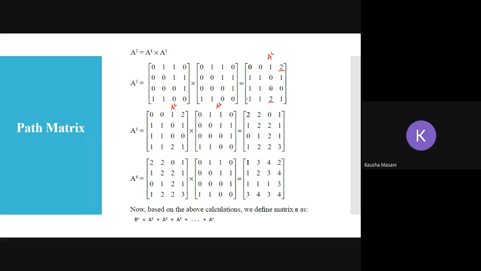Based on these matrices that you get, you are going to do the summation and define a matrix B of r. So what is matrix B of r? Summation of A of 1, A of 2, A of 3, and so on up to A of r. And the r value is what? The number of vertices that you have. Okay, till here, everybody with me?